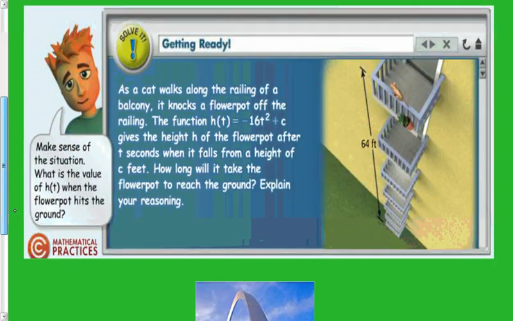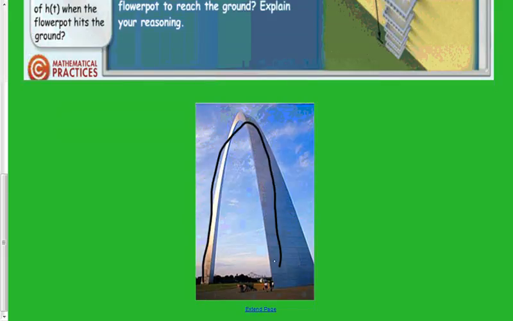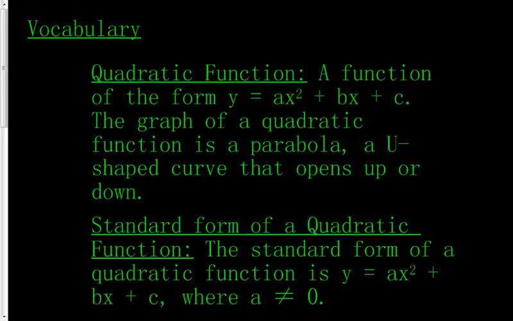All right, so we're looking at quadratic functions. I believe this is the St. Louis arch. It makes a U shape, and that's what all quadratic functions are going to graph. We know linear functions graph a straight line, absolute value functions graph a V, and exponential functions kind of go slowly up and then up or down super fast. Quadratic functions, what we're going to talk about today, form that U.